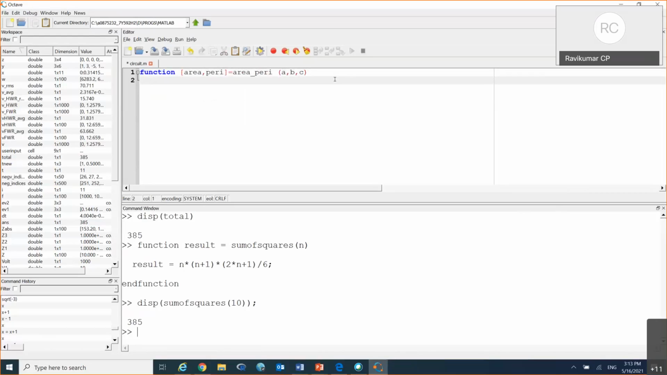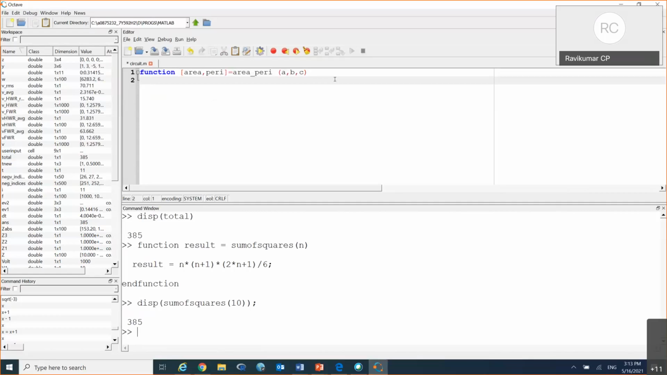So how do I write this function? Maybe first we have to check whether it is really a triangle or not. How do I check? The sum of the two sides of a triangle must be greater than the third side. If that is not true, we can say that it is not a triangle.